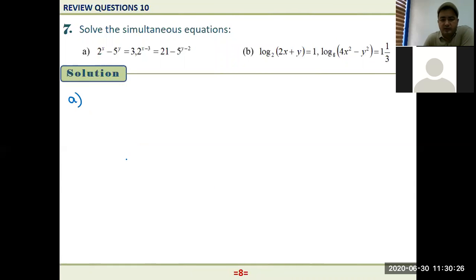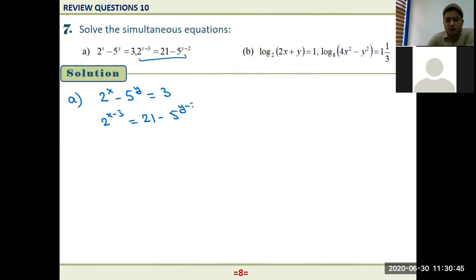Solve the simultaneous equations. The first one is 2 to the power x minus 5 to the power y is equal to 3. And the second equation is 2 to the power x minus 3 is equal to 21 minus 5 to the power y minus 2. Right? How can we solve this? Here we have 2 to the power x.